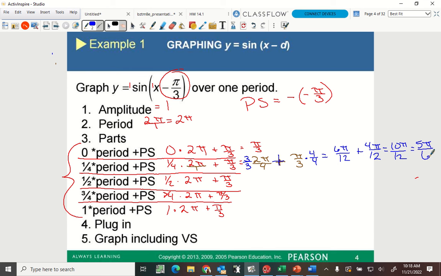Now, I want you people to try these next ones on your own. Hopefully it was a good refresher on multiplying these fractions together. So try these next ones right now.